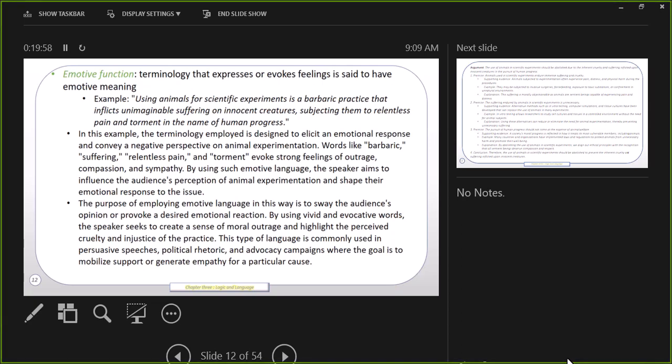Which words are highly biased, emotively charged? Yes, okay. Unimaginable suffering, very good. What else? Subjecting them to relentless pain and torment in the name of human progress. Yes, it is emotive expressions. More specifically, which words are highly value-laden? Pain?